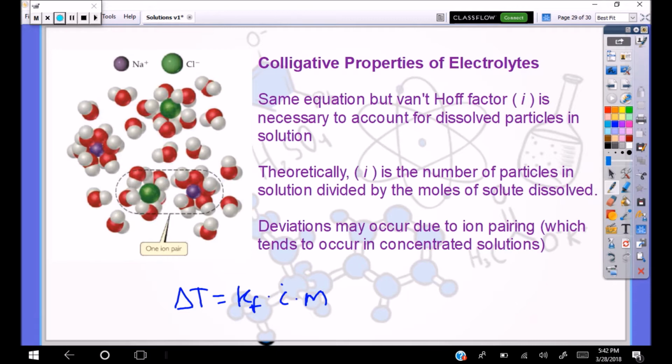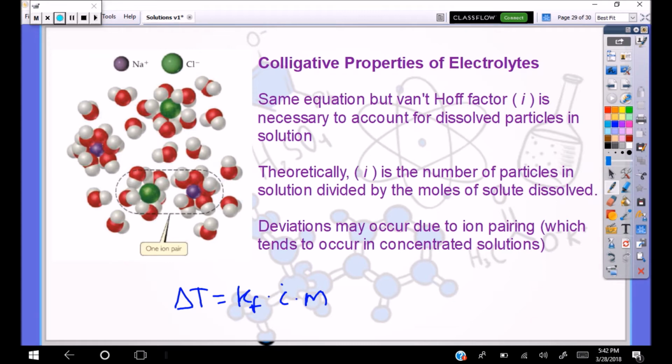If you salt the roads, a salt that has more particles per mole is better than something like table salt, NaCl, which has only 2 particles. I believe typically we use calcium chloride, CaCl2, which has 3 particles, when we salt the road. So for that reason, it's a better salt than NaCl when it comes to salting. Again, the van't Hoff factor is the number of particles in the solution divided by the number of moles of solute dissolved, basically just counting the particles. That's what it should be in theory.